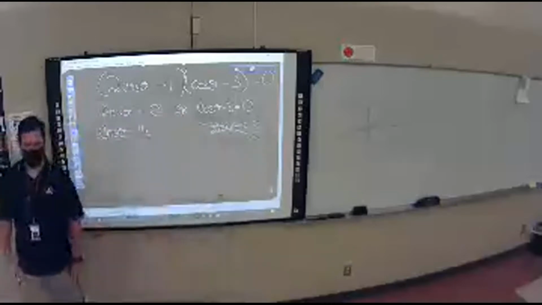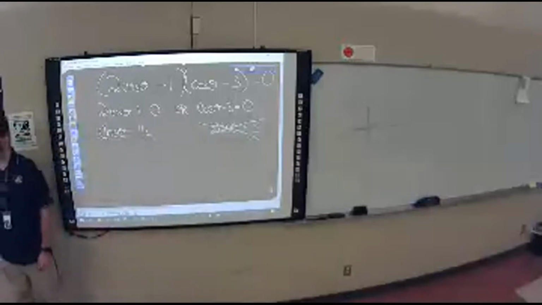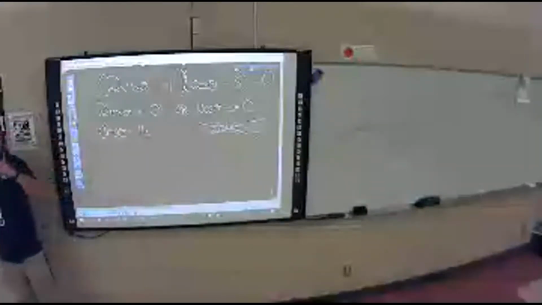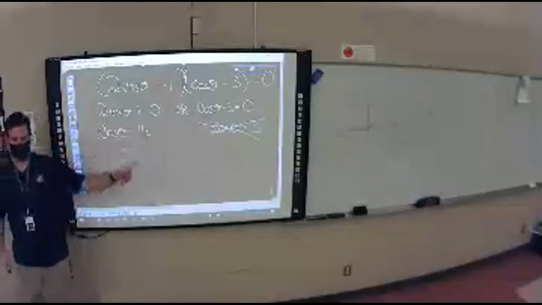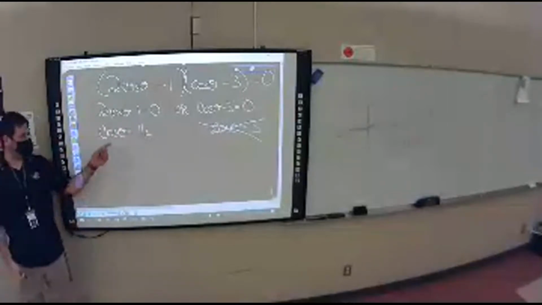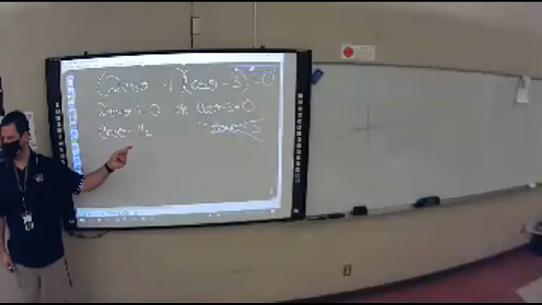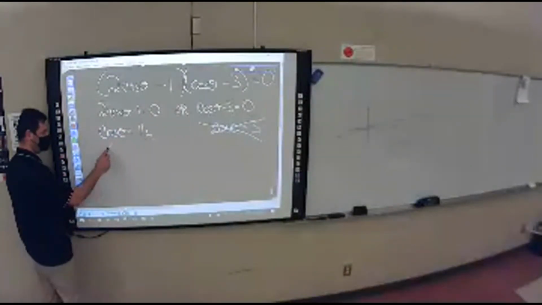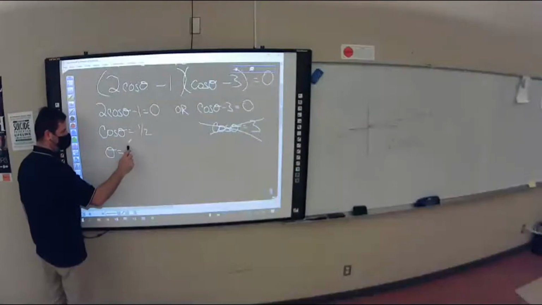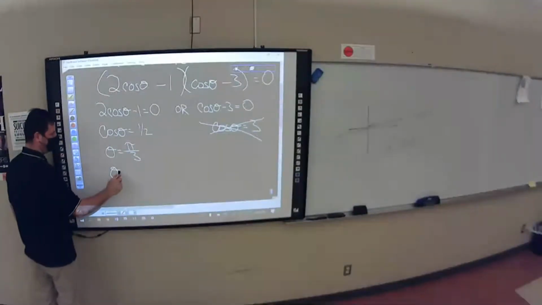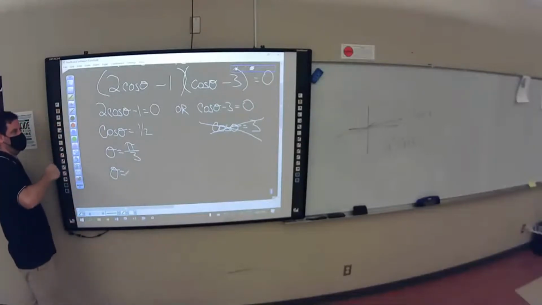That can't ever happen. Remember, cosine has a restriction for the range values. It only goes from -1 to 1. So there's no way for cosine to ever be 3. However, cosine can be 1/2. Cosine is 1/2 at 60 degrees or pi over 3. And it also happens at, cosine's positive, quadrant 4.